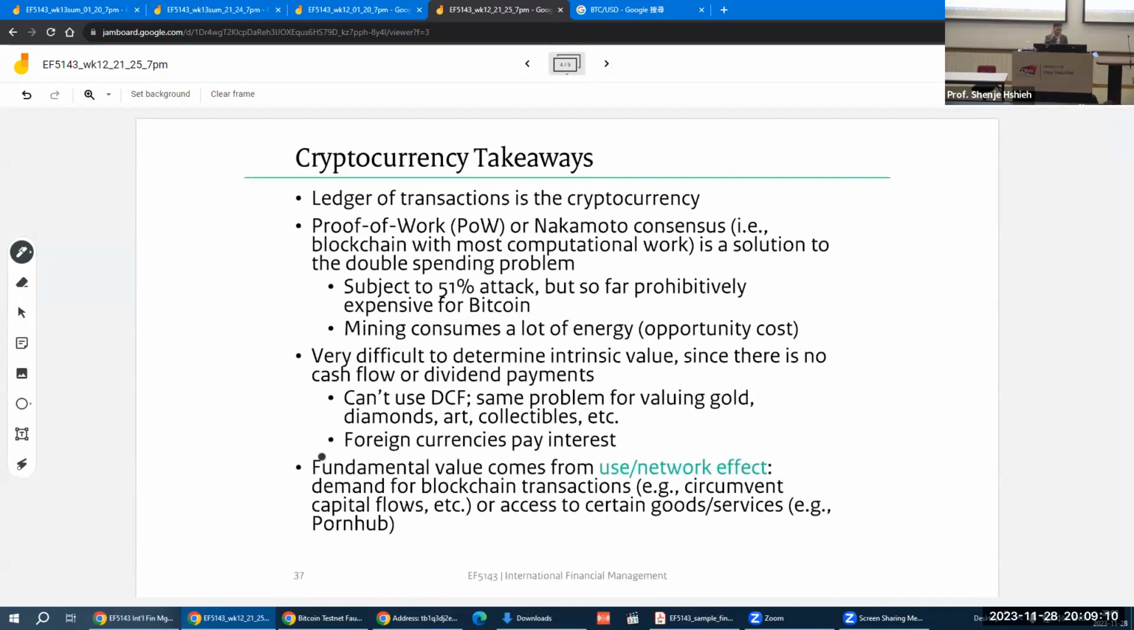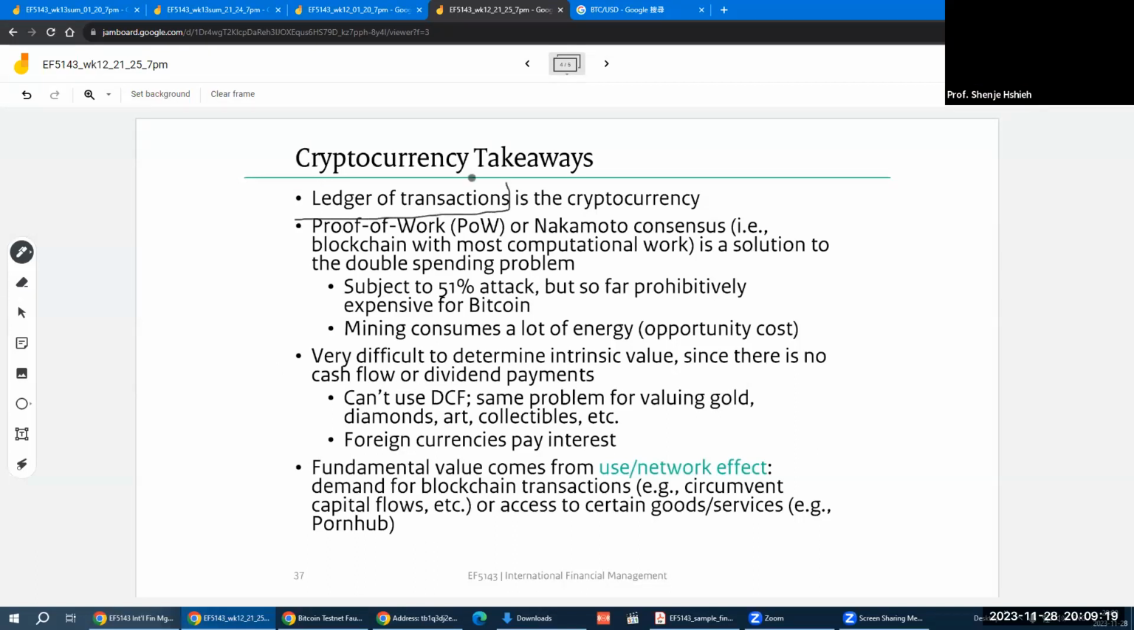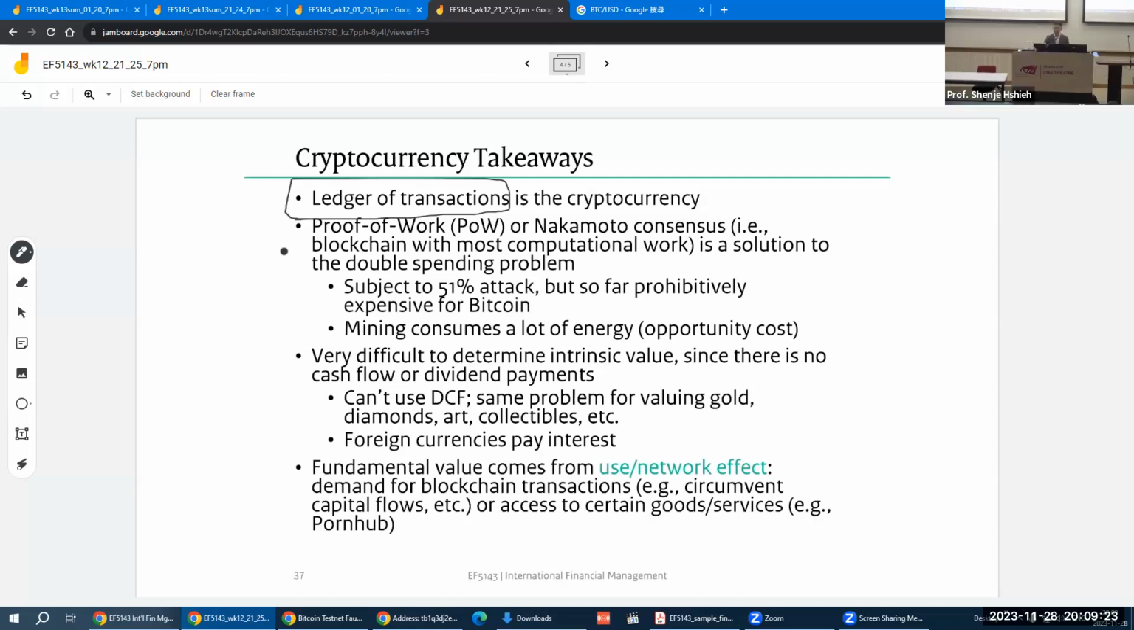All right. Comments, questions on cryptocurrencies? So to summarize, Bitcoin and other cryptocurrencies, the entire history of transactions is the currency. Okay? That's takeaway number one. Takeaway number two, these transactions are secured because of what's called proof of work or Nakamoto consensus, which means that miners and people who use the currency believe that the true transactions come from the blockchain that has the most computational work applied to it.